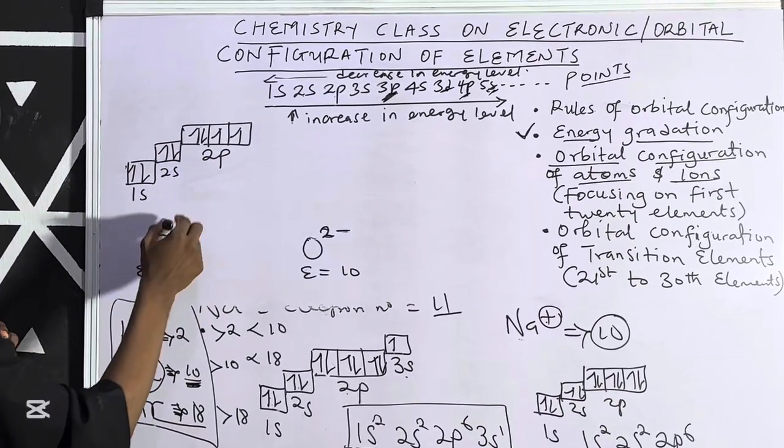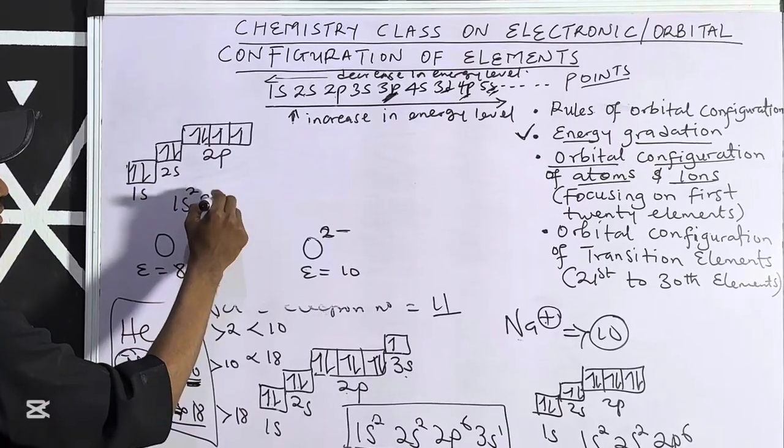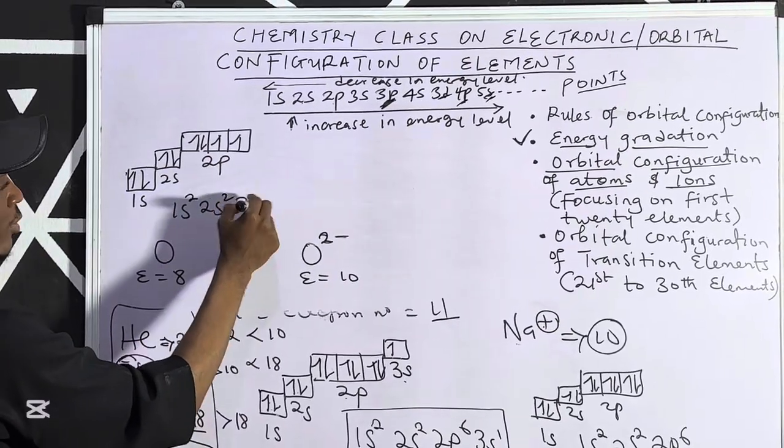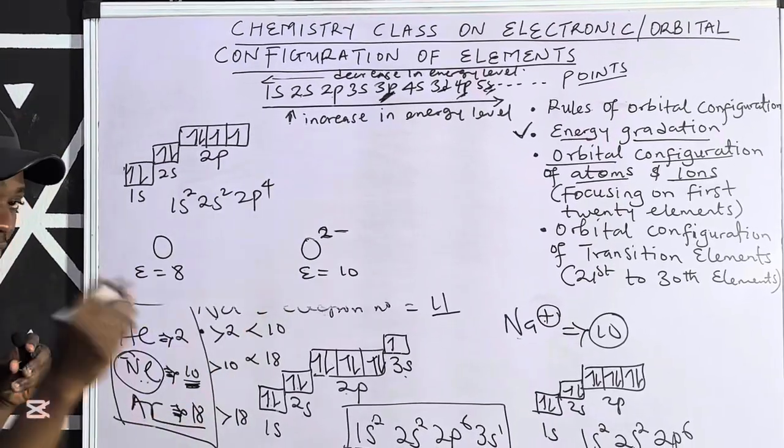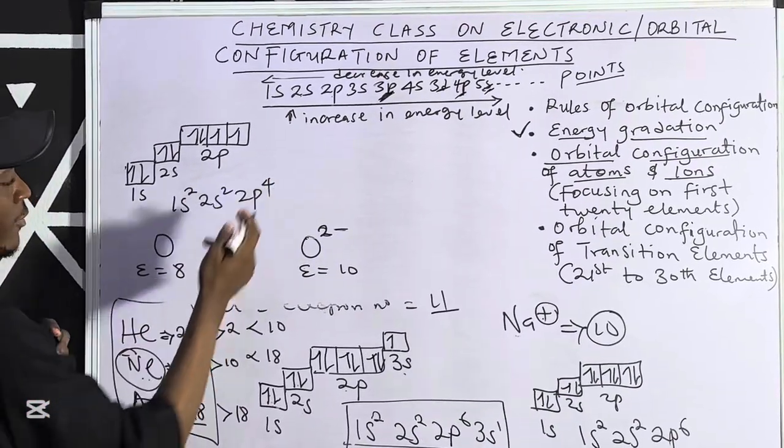So if we bring them out, it becomes 1s. How many electrons are here? 2. 2s, then 2, then 2p what? 2p4. Previously, that was what we got. So 2 plus 2 plus 4 is 8.